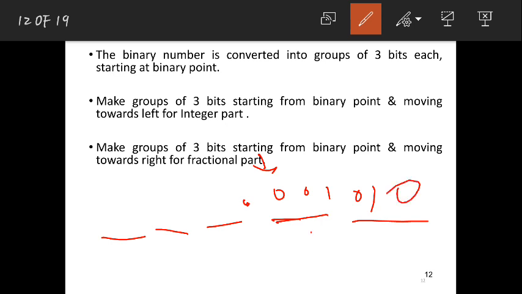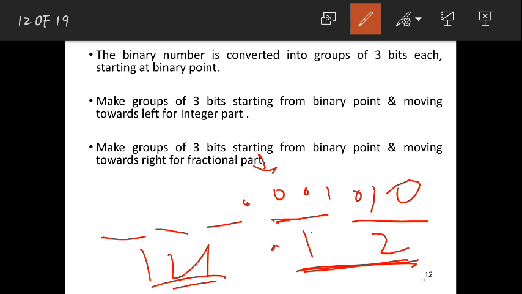Then this will become 1 and 2. So the point, whatever number we got before it, this will be the fractional part and this will be the integer part. In your integer part, if you get fewer than 3 bits, you need to add zeros to the left side. In your fractional part, if you get fewer than 3 bits, you need to add zeros to the right side. Is that fine? Because after the point, zeros on the left side make no sense in the fractional part, and before the point in the integer part, zeros on the right side make no sense. So you need to add in that way and write the octal value.